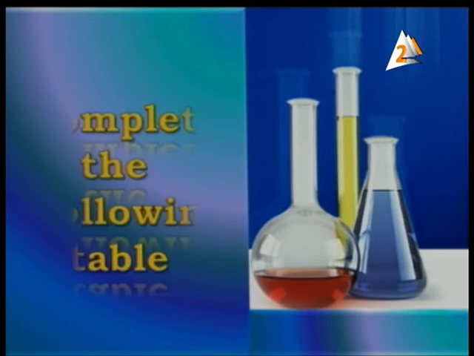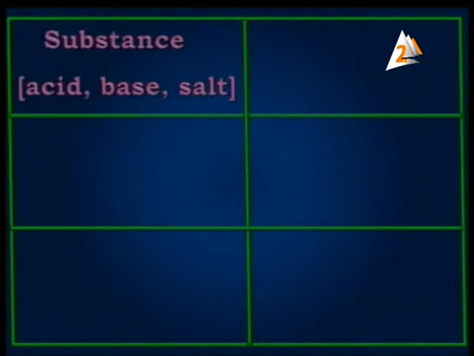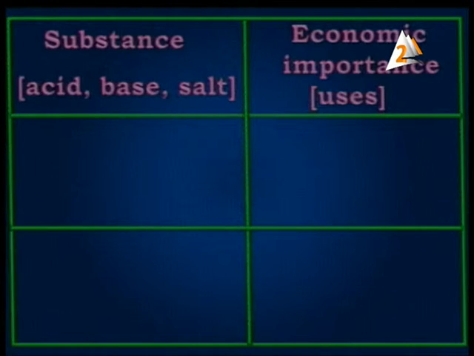Let's go to see another part of these questions. Complete the following table. It's a very important part. Don't forget this. Try to solve it many times in your books. So the substance, many cells like this: substance, acid, base and salt. And the economic importance or uses, it's what? The first one is space.